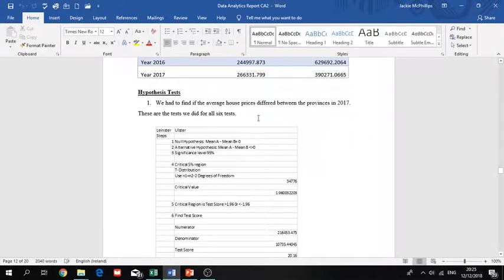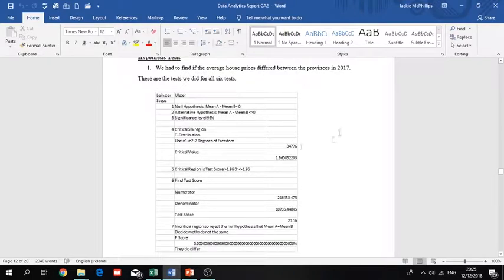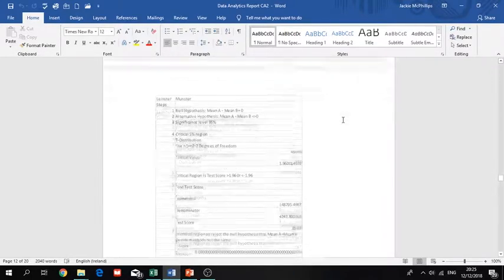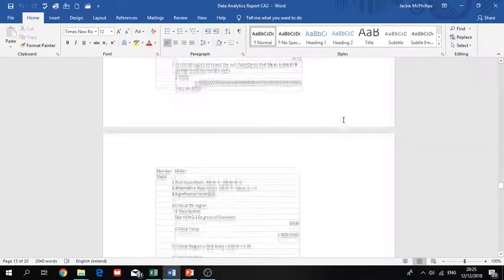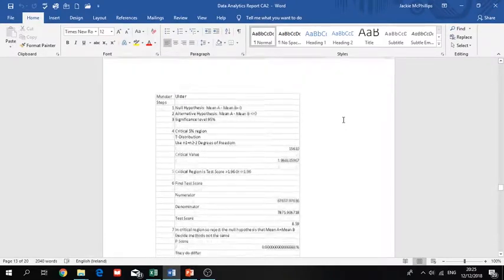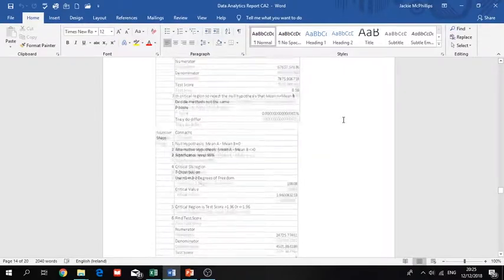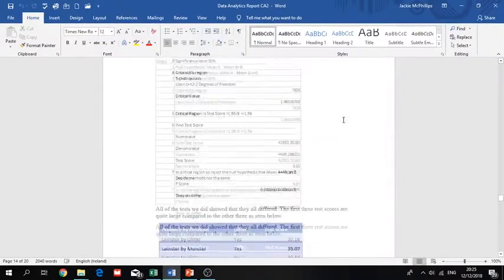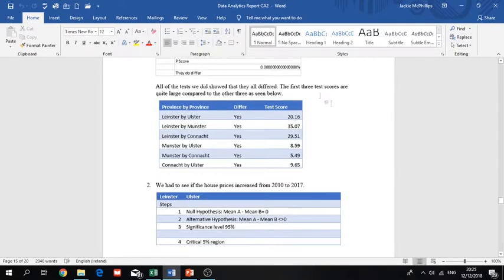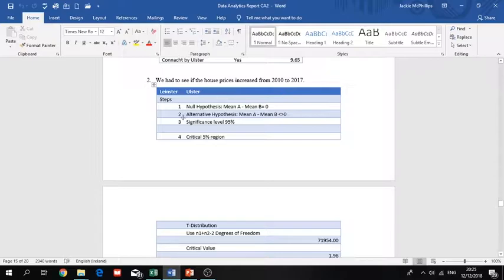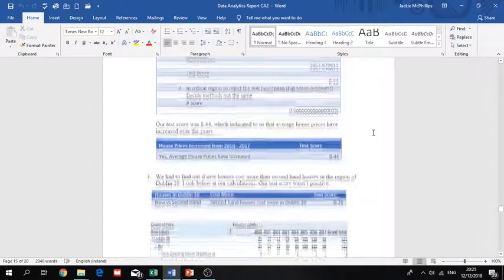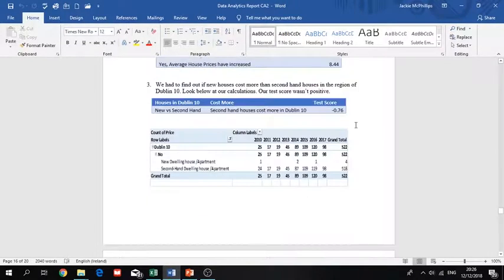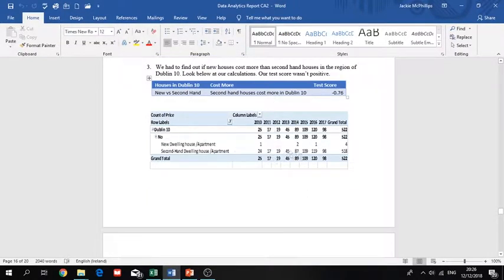Step 4 or hypothesis testing. Sean did this step. This is part 1 of step 4. We had to compare each province to each other to see if they differed or not. This was our table of results. This was part 2 of step 4. Again, our table of results. And then this was part 3 of step 4.